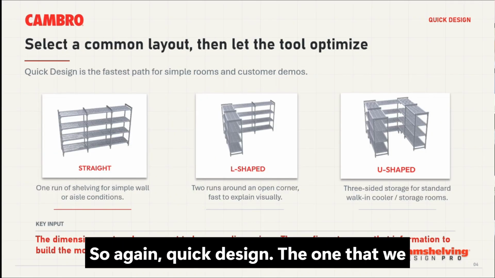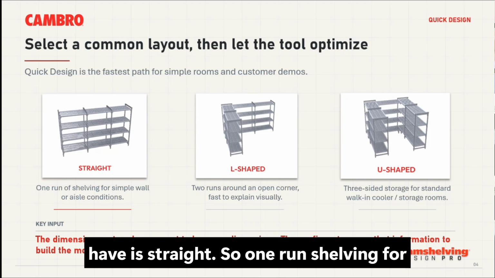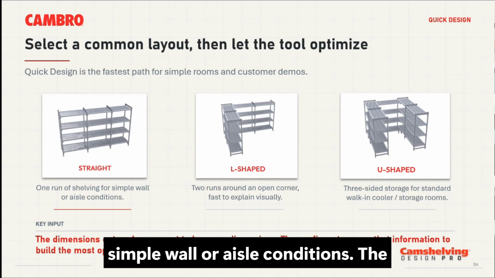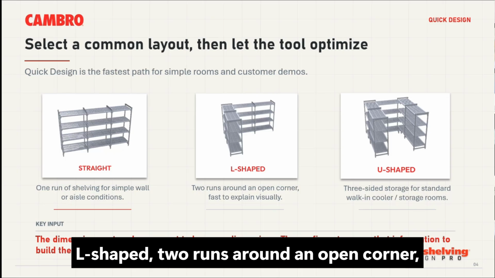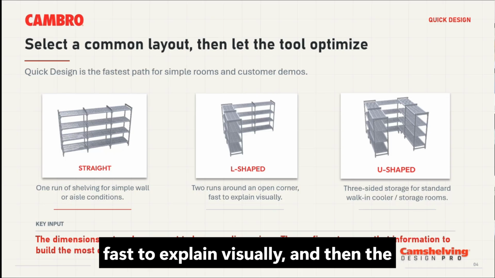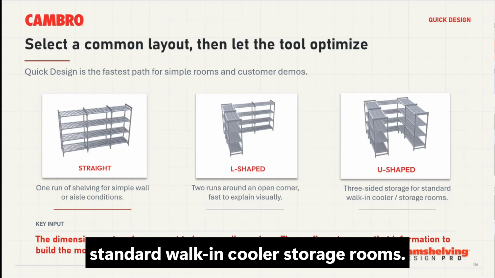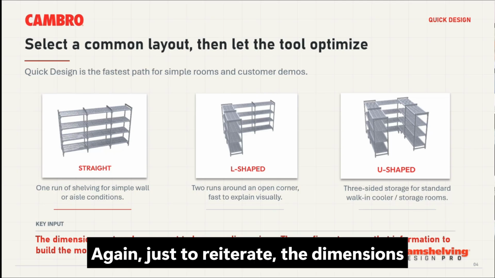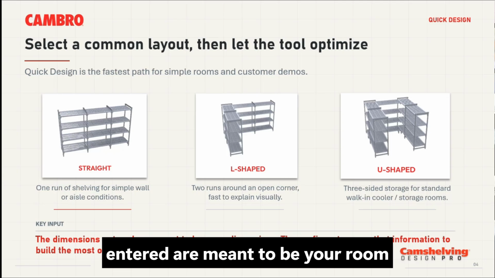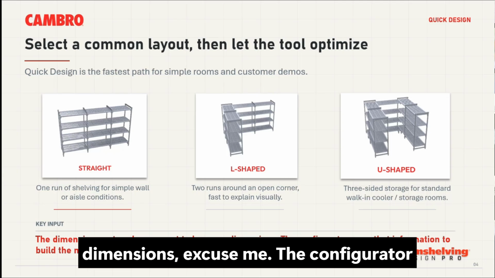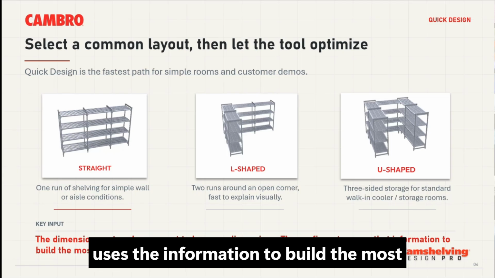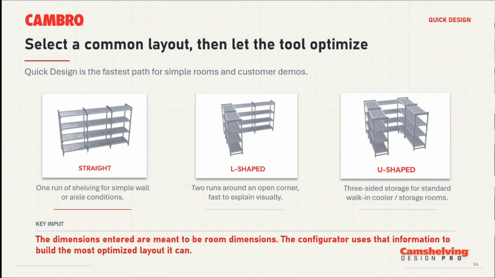So again, quick design. The ones that we have are straight, a one-run shelving for simple wall or aisle conditions; the L-shaped, two runs around an open corner, fast to explain visually; and then the U-shaped, three-sided storage for standard walk-in cooler storage rooms. Again, just to reiterate, the dimensions entered are meant to be your room dimensions. The configurator uses the information to build the most optimized layout that it can.